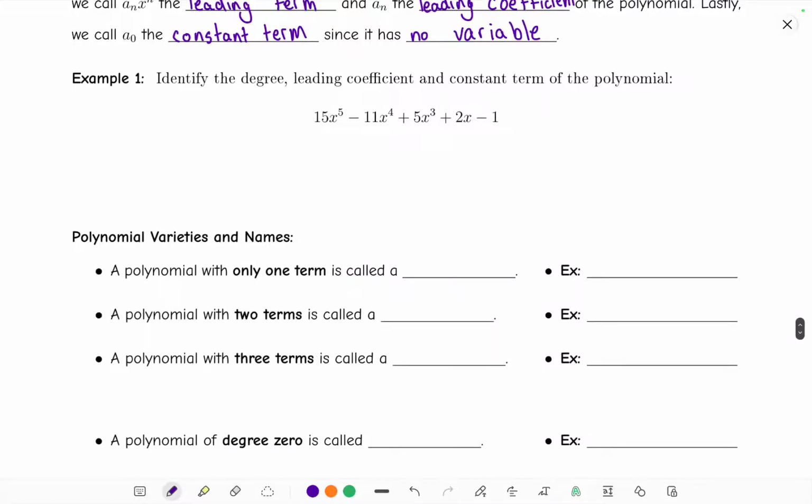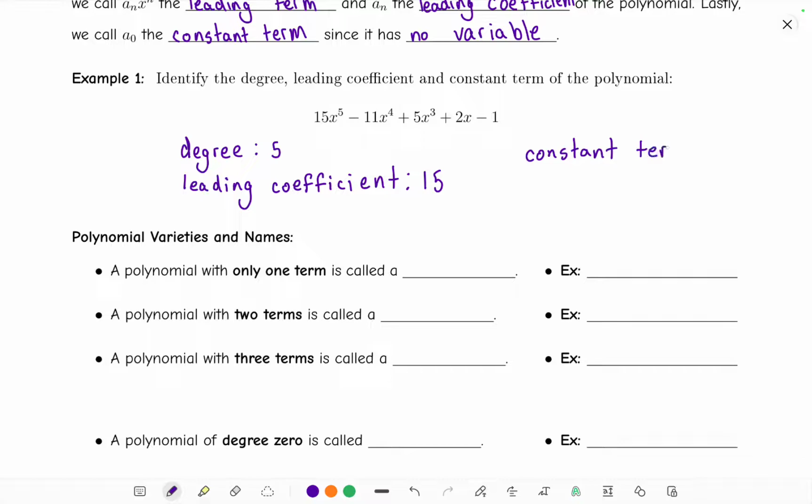Example 1, identify the degree, leading coefficient, and constant term of the polynomial. So the degree is the largest exponent, so the degree is 5. The leading coefficient is the coefficient of that term, so 15. And then the constant term is the term without a variable, so that's -1.